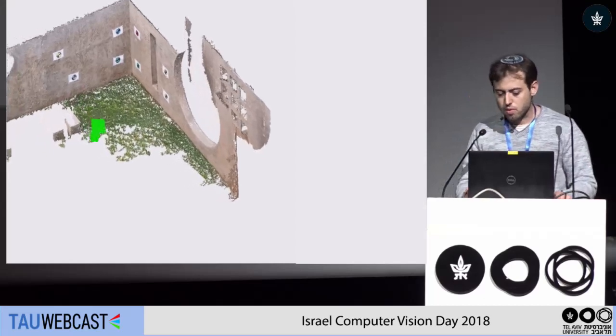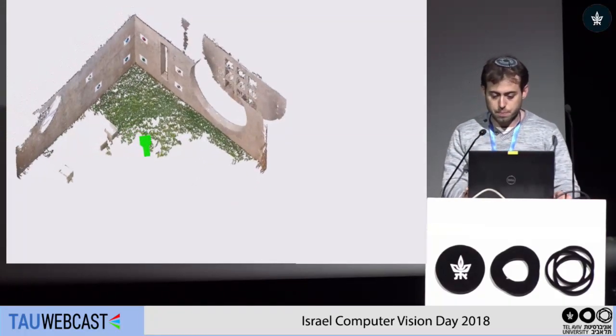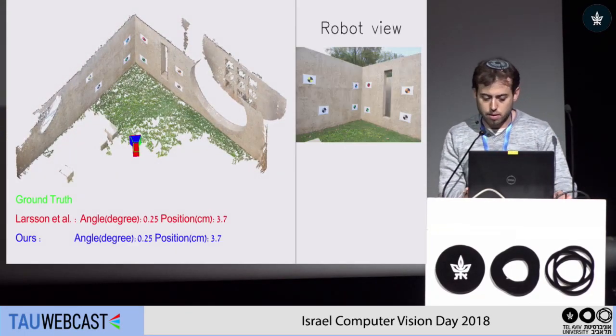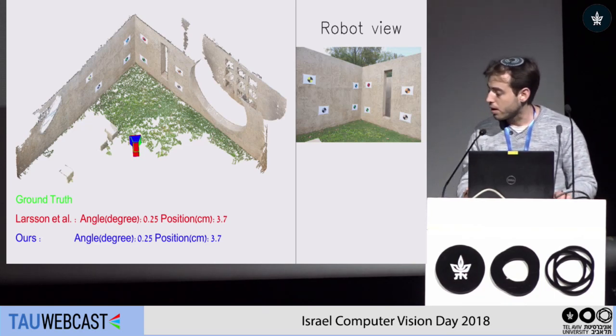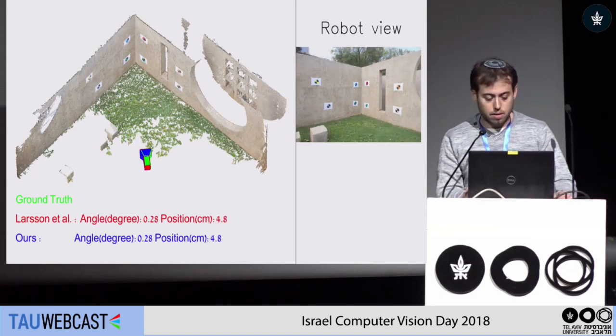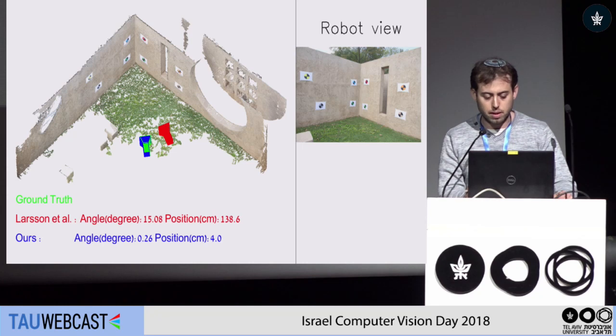Here you can see a visualization of the 3D scene. On the right you can see the robot view, and on the left you can see the navigation results. In green we mark the ground truth position and orientation, in red we mark the results of Larson et al., and our results are marked in blue. As you can see, in some cases Larson et al.'s method gets good performance, but in some cases they get a very high error.